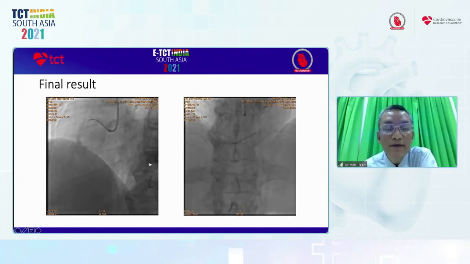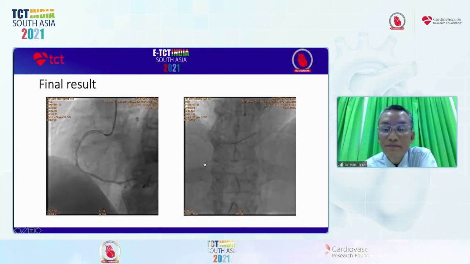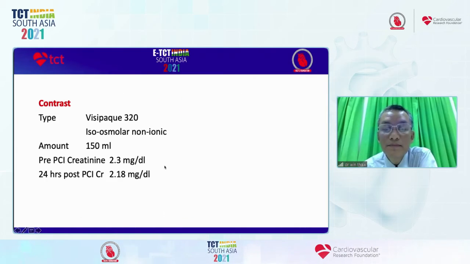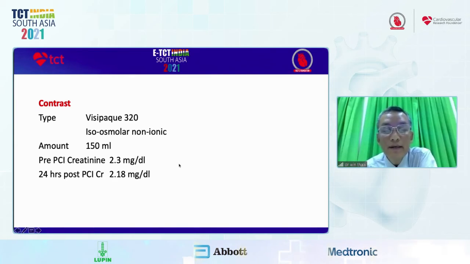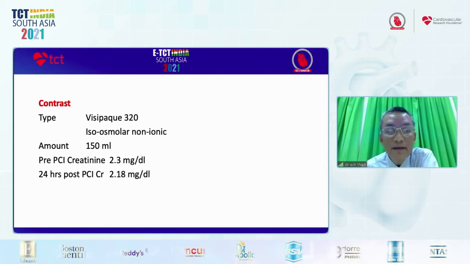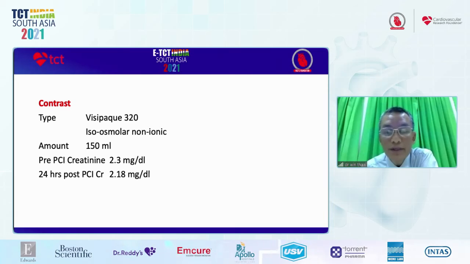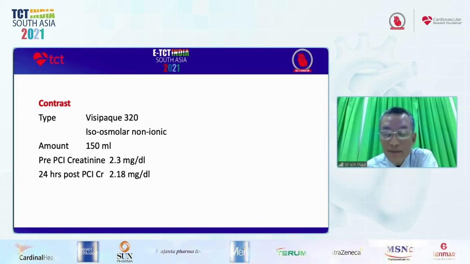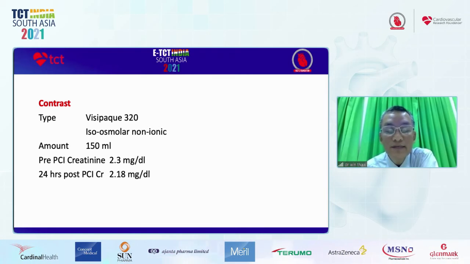So here's the final result. In this case, I used the contrast Visipaque 320, isoosmolar non-ionic contrast. I can finish the procedure with 150 ml of contrast. Pre-PCI creatinine is 2.3 milligram per deciliter. 24-hour post-PCI creatinine is 2.18 milligram per deciliter. The patient is okay. I can discharge 2 days after the procedure.